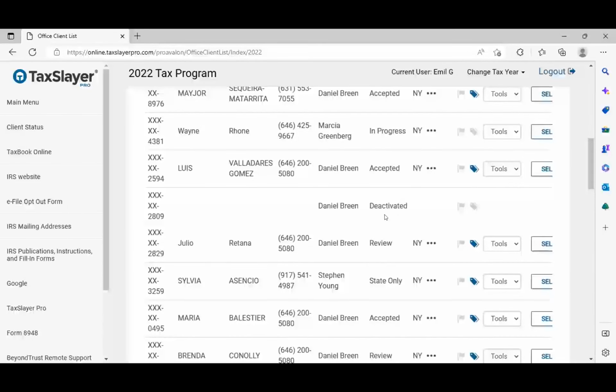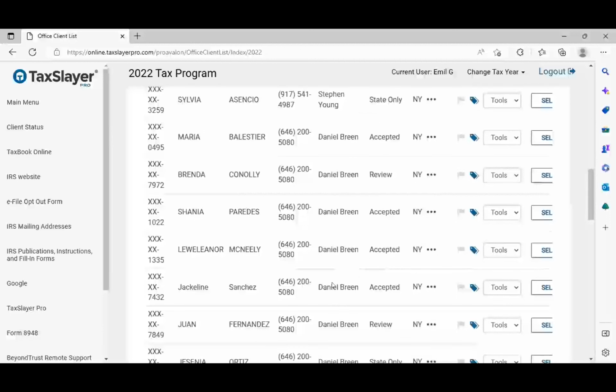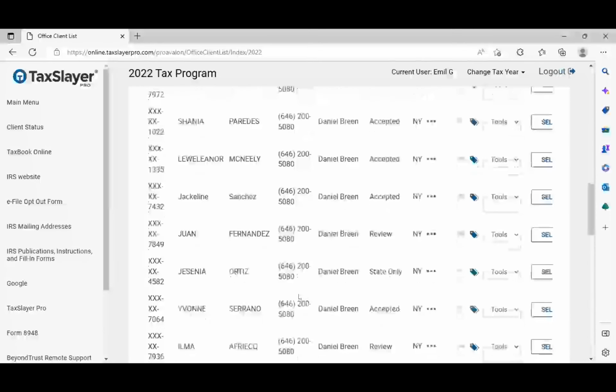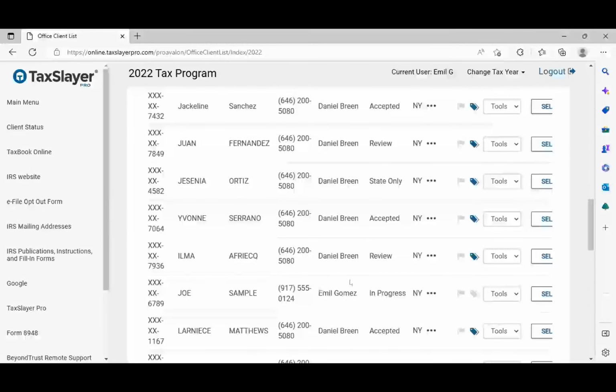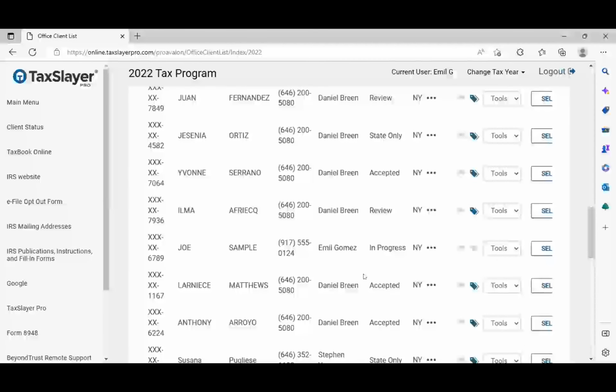Deactivated is a return that has been started and then a decision has been made not to continue. In some cases, a state only, as you can see there. Accepted, review, state only. In other words, that's what the progress is, the status is, okay? And when we go to our good friend Joe Sample, we know that he's in progress, all right?